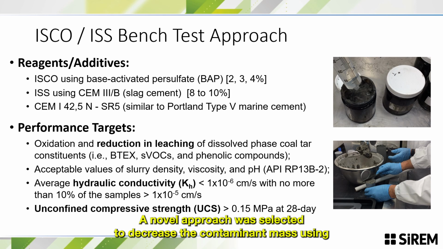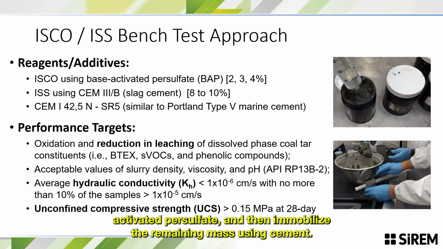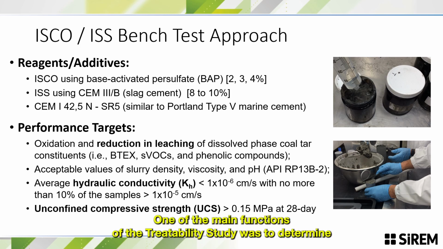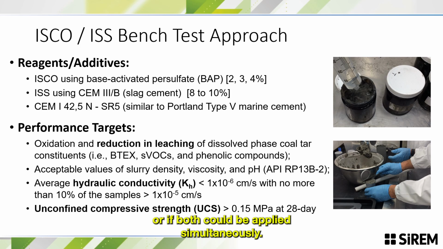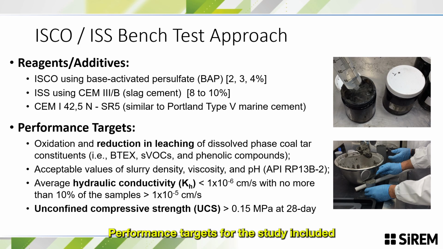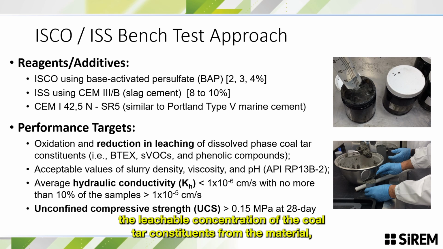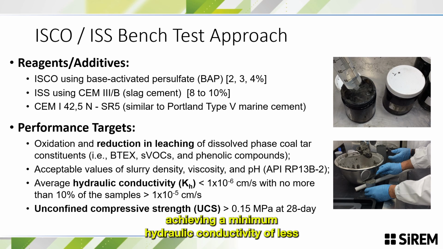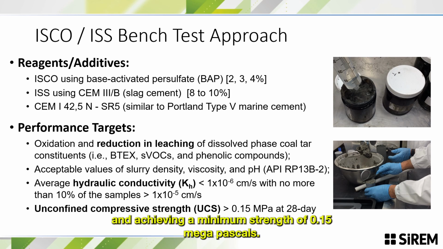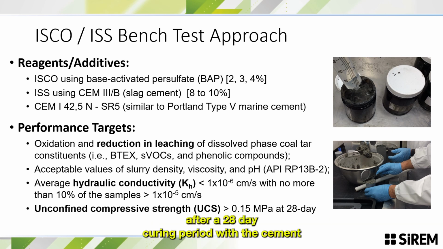A novel approach was selected to decrease the contaminant mass using activated persulfate and then immobilize the remaining mass using cement. One of the main functions of the treatability study was to determine if the persulfate and the cement would have to be applied sequentially or if both could be applied simultaneously. Performance targets for the study included reducing the leachable concentration of the coal tar constituents from the material, achieving a minimum hydraulic conductivity of less than 1 × 10⁻⁶ centimeters per second, and achieving a minimum strength of 0.15 megapascals after a 28-day curing period with the cement.